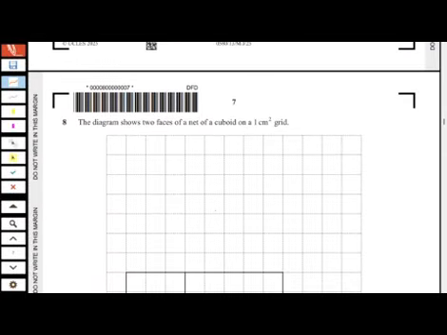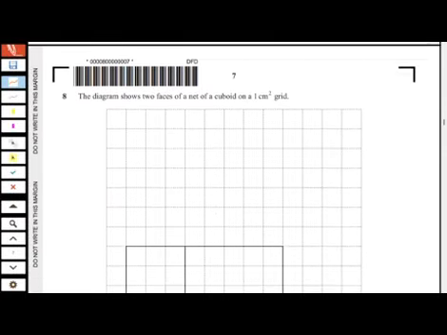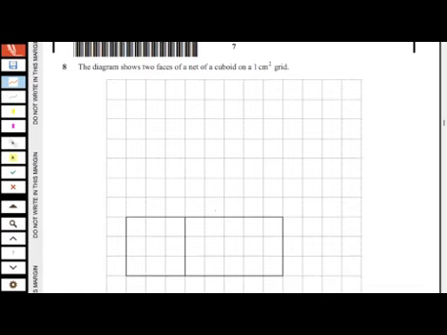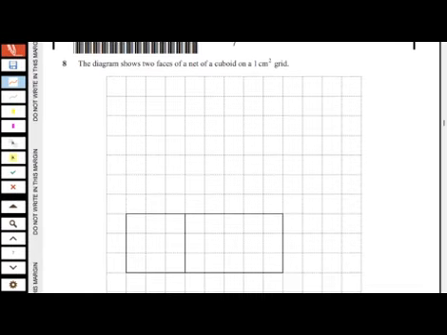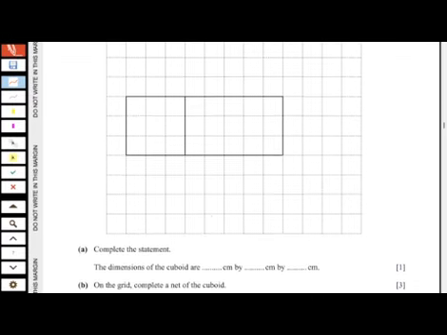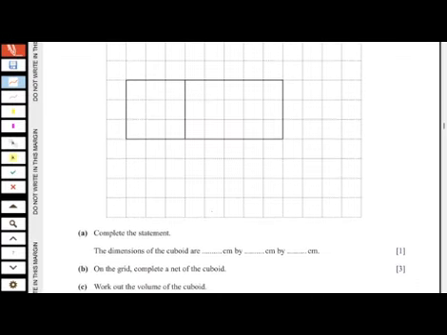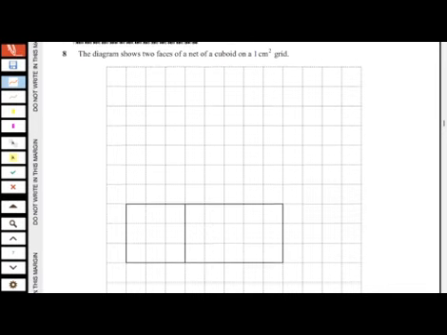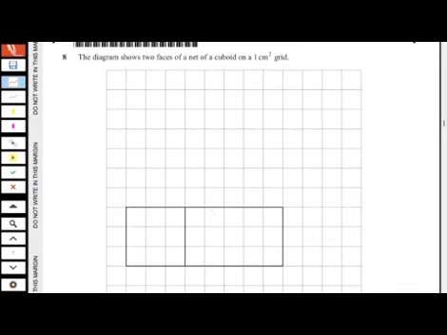Next, question number 8. The diagram shows two faces of a net of a cuboid on a 1 centimeter square grid. Part A, complete the statement. The dimensions of the cuboid are dash centimeter by dash centimeter by dash centimeter. The diagram shows the two faces of a net of a cuboid on a 1 centimeter square grid.